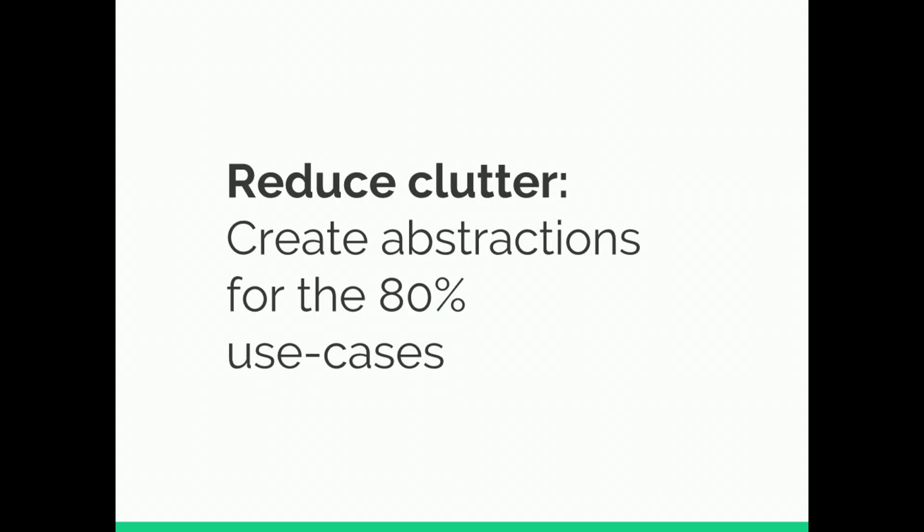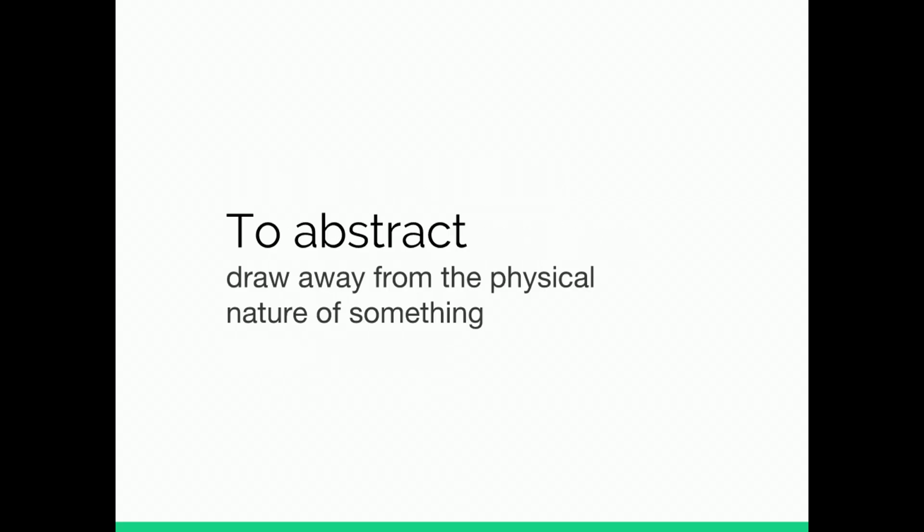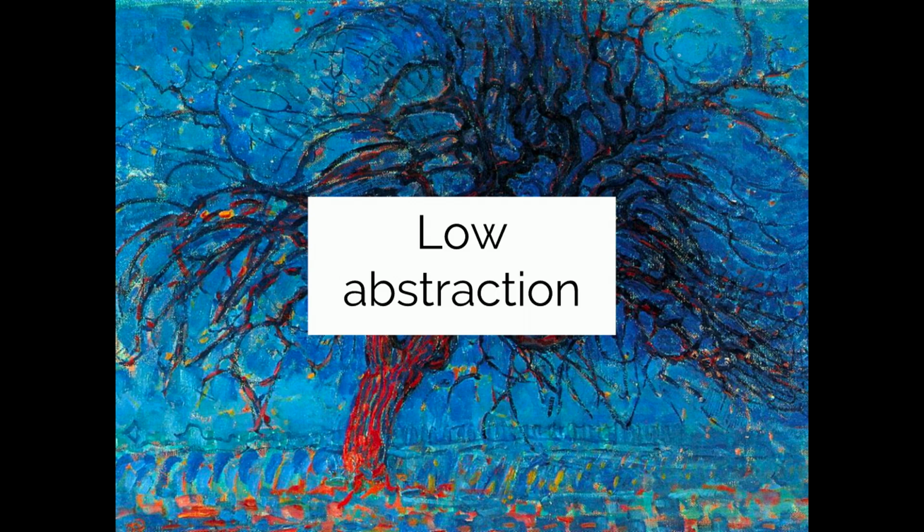Reducing clutter too, we need to create abstractions for 80% of our use cases. And what are abstractions? This is something that we hear about a lot, but we don't think much about it. And maybe we can explain that with abstract art. Here is a painting with low abstraction value. You can see that this is a tree. Maybe you can see, I don't know. But the physical nature is apparent here. You can see that the painting is about a tree.